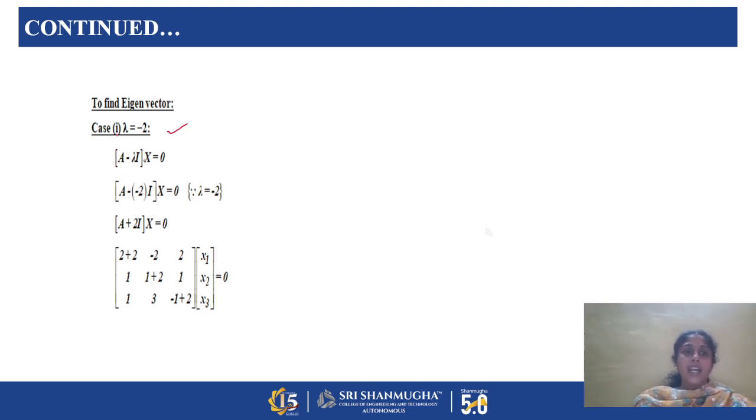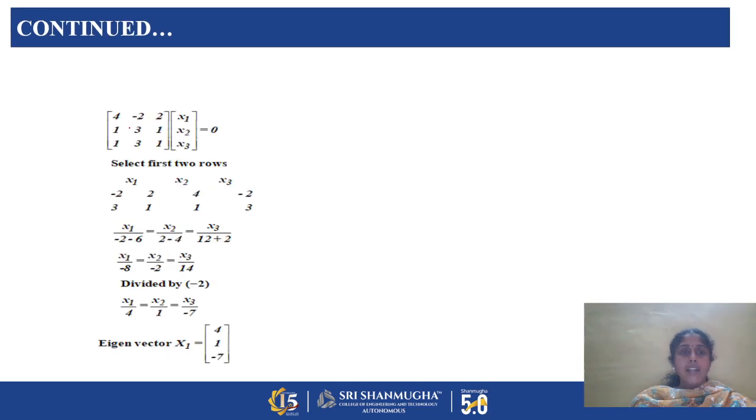So (A minus lambda I) x equal to 0. When I put lambda as -2, I get (A plus 2I) x equal to 0. When I do A plus 2I, I get the matrix 4, -2, 2, 1, 3, 1, 1, 3, 1 times x1, x2, x3 equal to 0. To solve this, as in the previous video, I would choose the last two rows, but here I won't choose the last two rows because their values are the same. So let me choose the first two rows.